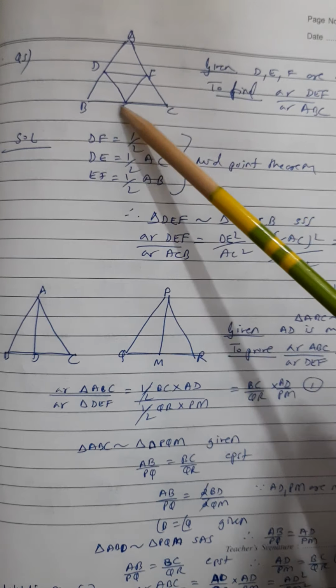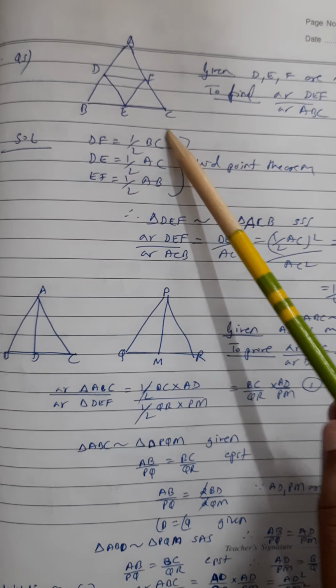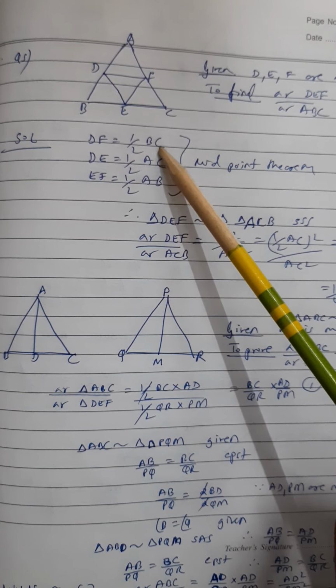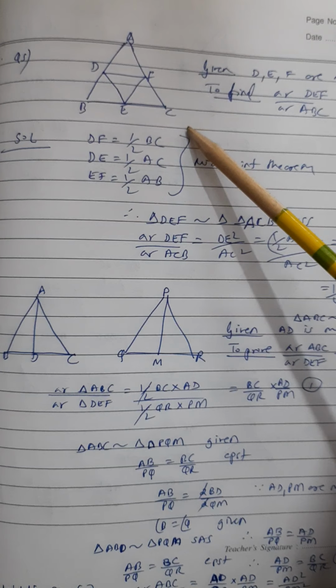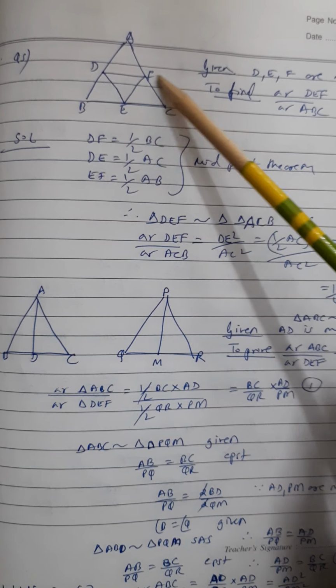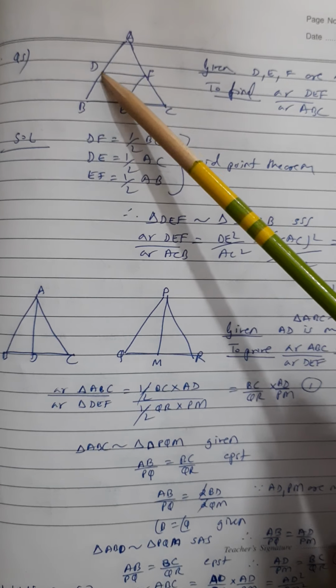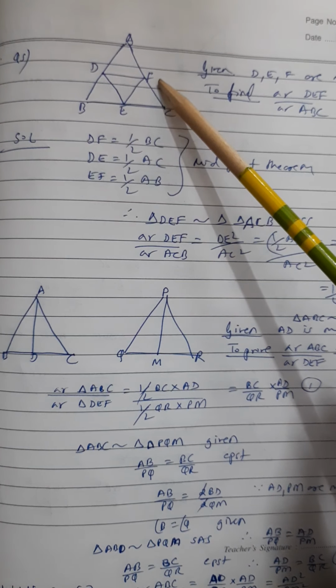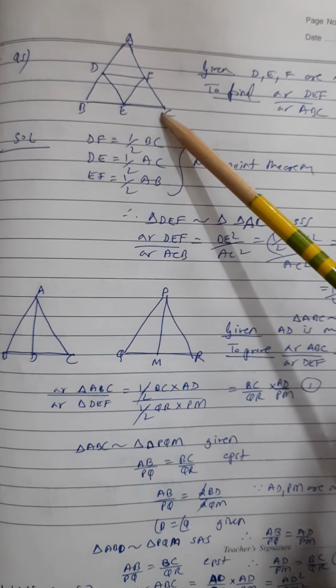Okay, so D, E and F are midpoints. Now, using the midpoint theorem, which you have done in class 9, we know that the line joining midpoints will be parallel and half of the third side. So, by that property, we can say DF is half of BC. Similarly, EF will be half of AB and DE will be half of AC. So all the sides of the small triangle are actually half of the bigger triangle.